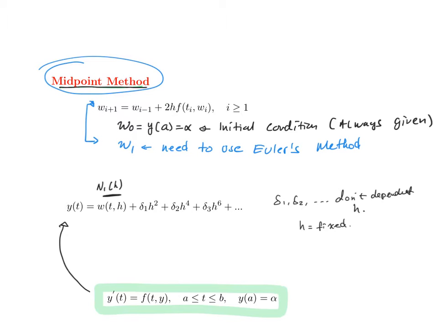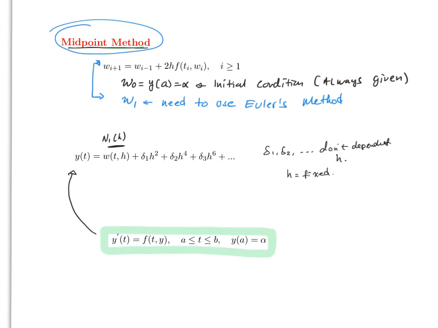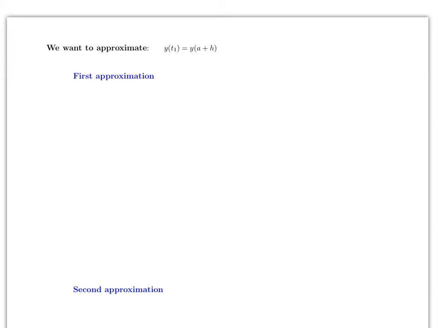All right, so let's see how we do the extrapolation using the midpoint method. What we want to approximate is y(t1). So just think of it this way. We start at t0, which is the same thing as the value for a, and you want to go to t1. The distance from here to here is h. So clearly you can see that t1 is just a plus h.